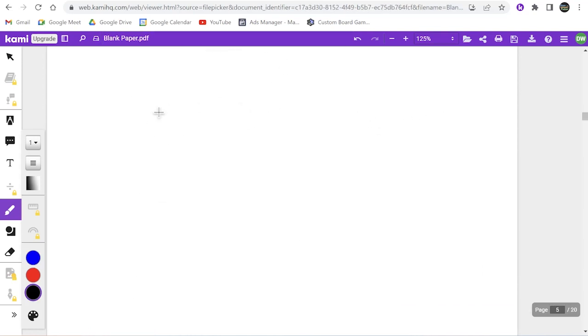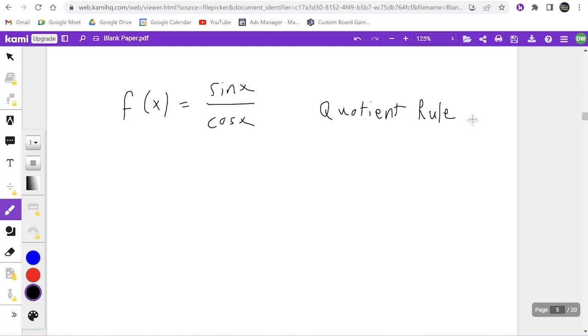Next is number 10. Again, I'm going to write it on a separate sheet of paper. F of x equals sine x over cosine x. This is one of my favorites. So basically, hopefully you realize this is definitely going to be a quotient rule because we've got x in both the numerator and the denominator. Now what's funny is the quotient rule is technically a harder formula than the product rule for obvious reasons. It's got more going on.